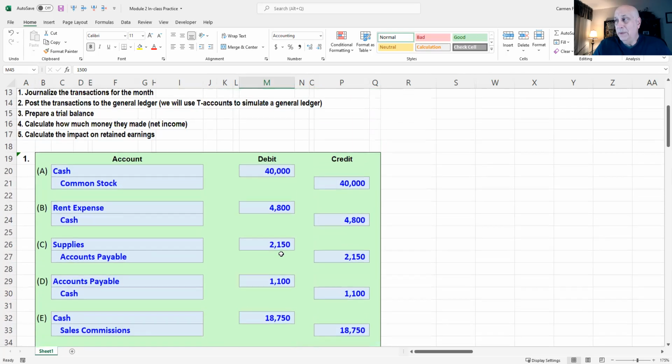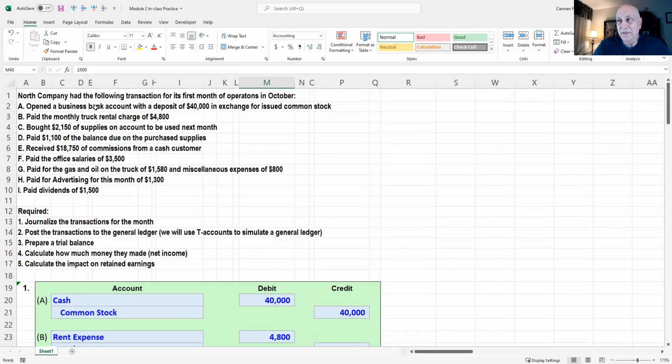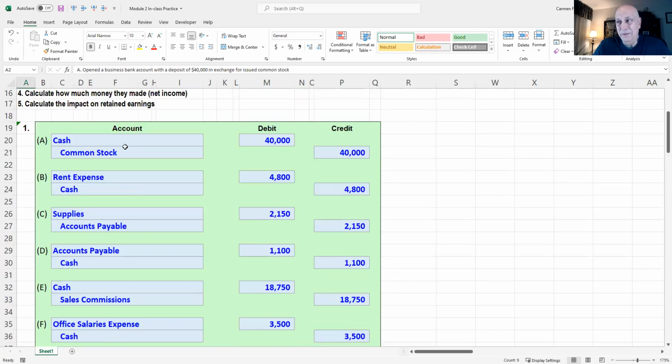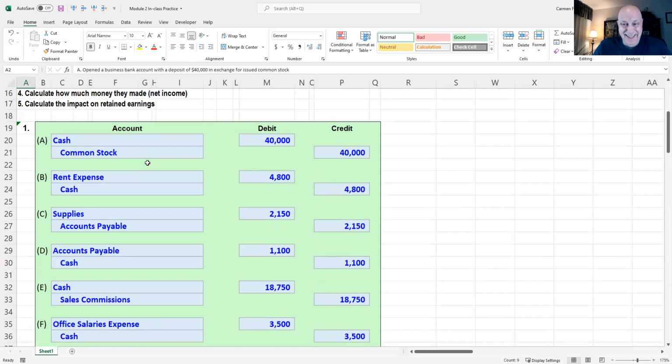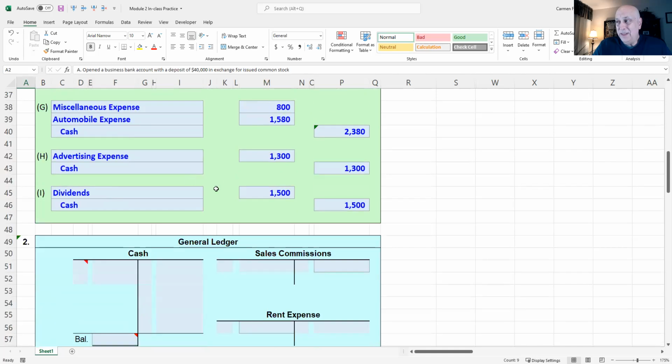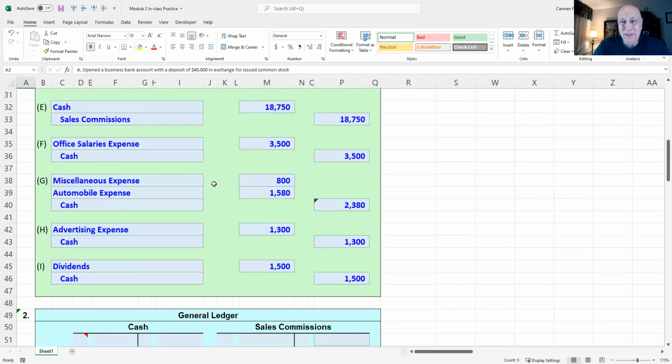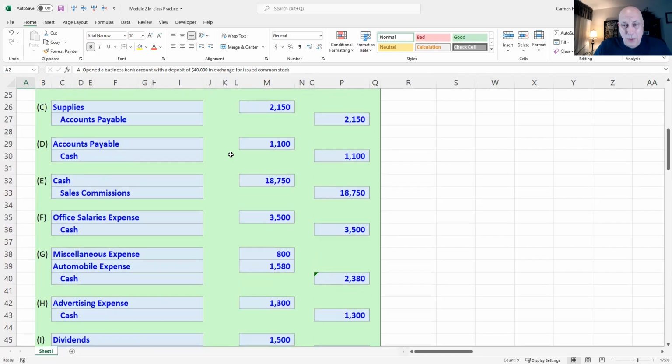Okay, so we just journalized all this activity for the month of October for the North Company. That's what journalizing is. We're recording all these transactions in our general journal, the original book of entry. But it doesn't just end there, because now we have to take these journal entries and post them to our ledger. The general ledger is the way to summarize all this activity, because it's one thing to record the entries, it's another thing to summarize them. It really doesn't do you a whole lot of good if you don't keep score. That's what accountants like to do. They like to keep score.